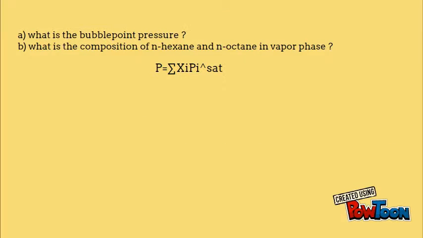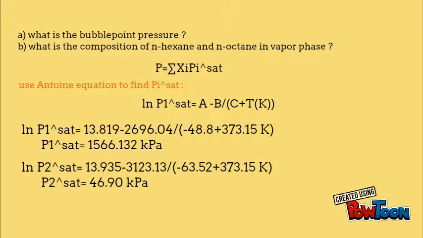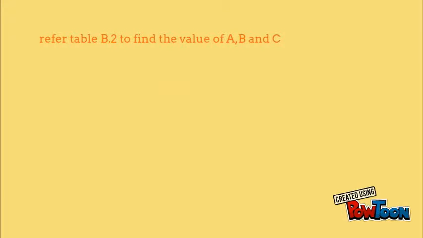First of all, to find the pressure, we will be using the bubble point calculation in which the summation of xi Pi sat is equal to the pressure. In order to get P1 sat, we will be using Antoine's equation in which ln P1 sat equals A minus B over C plus T. In order to get the values of A, B and C, we will be referring to table B2.